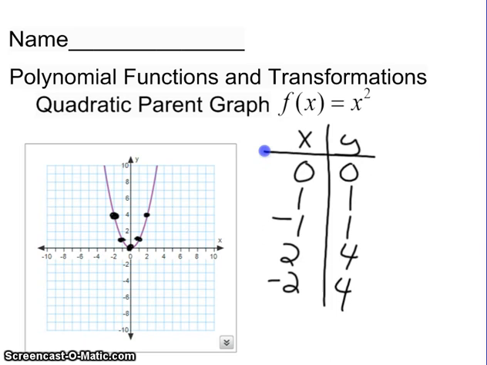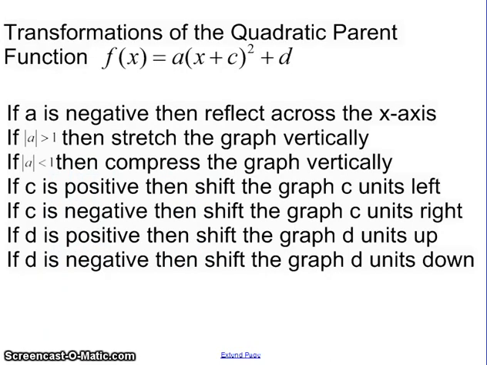So here is f of x equals x squared. Its vertex is at the origin. All right, on the next slide, what we see is some rules about how adding A, C, and D to our graph, or to our equation, can change what the graph looks like.